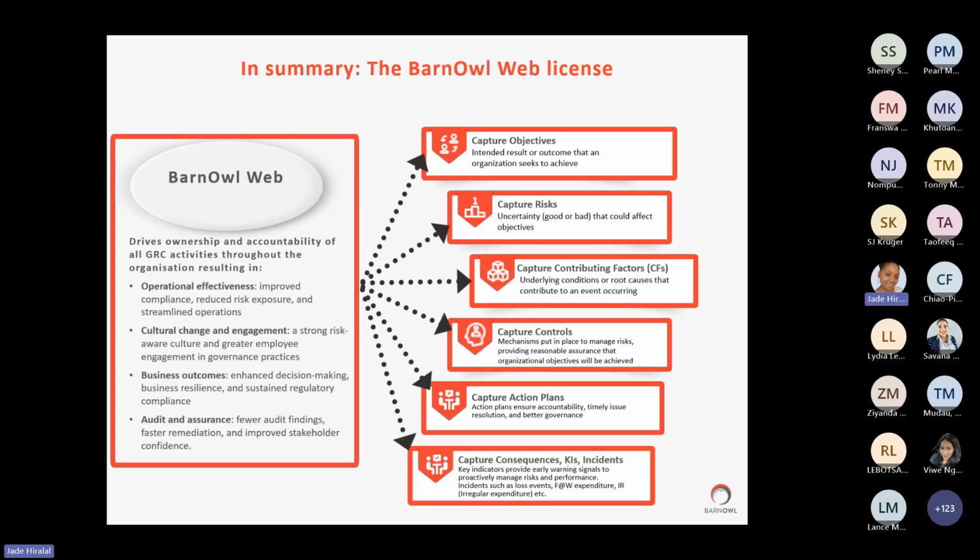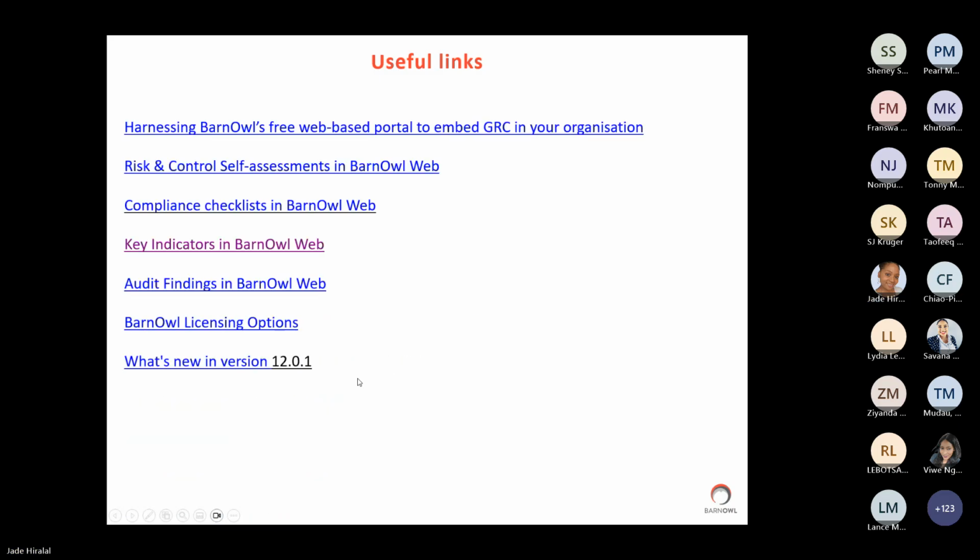And then you can capture consequences, key indicators, and incidents. Key indicators provide early warning signals to proactively manage risks, and performance incidents such as loss events, wasteful expenditure, and irregular expenditure.